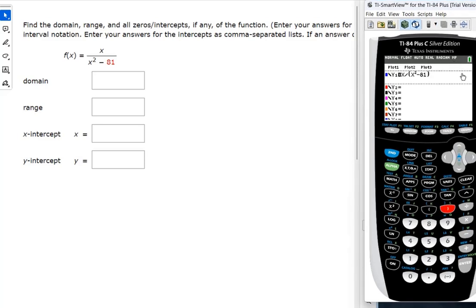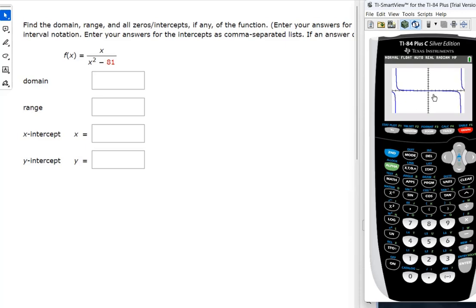So we've got it all typed in, and then we should be able to go to, I think it's window next. Once we've got it typed in, maybe I'll hit enter just to save it. There we go. And window. No, that's not it. Graph. That makes more sense. Okay, and then it graphed our function.